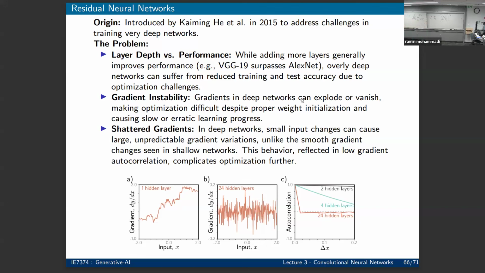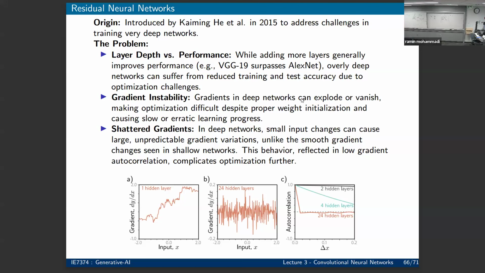And I don't know what the name of the paper was, sorry, but I thought I had it here, but I don't have it. But it's Deep Residual Learning for Image Recognition. I thought it was written here, but anyway.